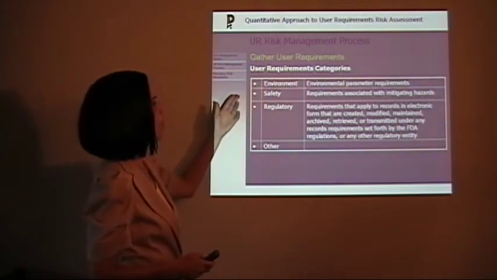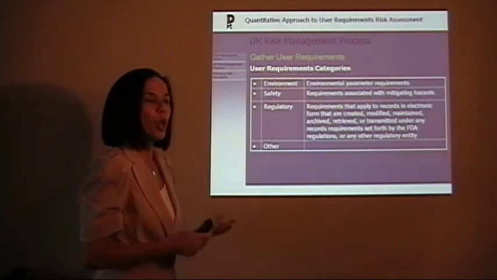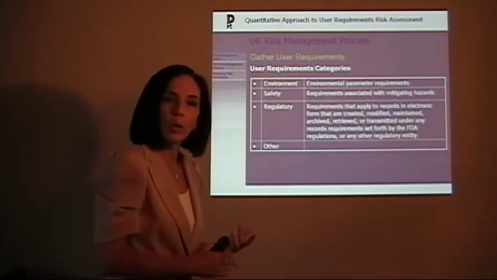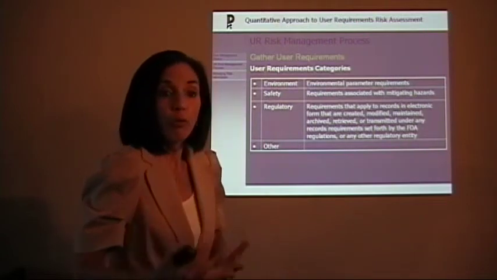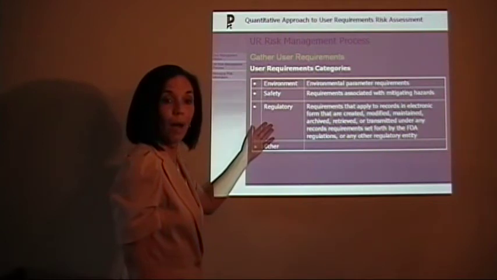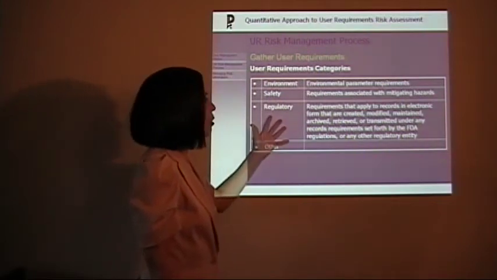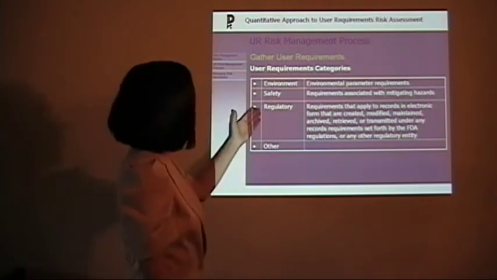We have environment requirements, safety, and regulatory requirements. If we're talking about a pharmaceutical, if we're talking about a company that actually develops food, they have certain regulations that the systems need to abide by. So we actually identify those requirements so that as we develop our system, we keep those in mind.